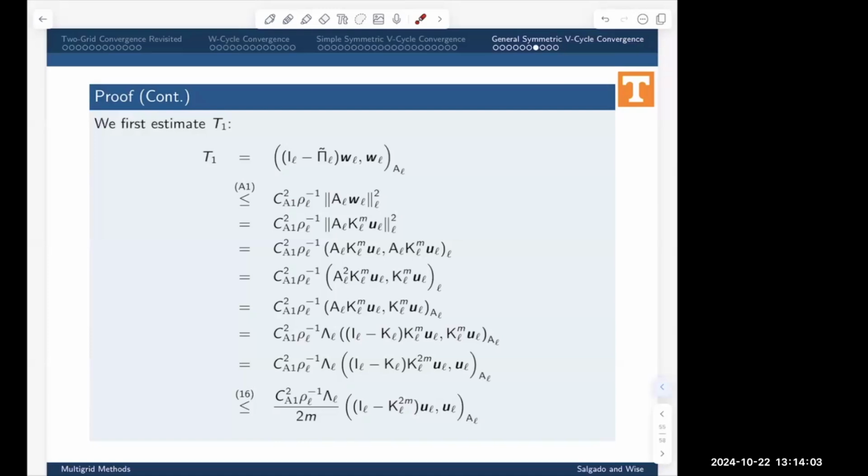All right, so now let's unpack this. We've got a string of equalities here, so this is just a bunch of unpacking that we need to do. I'm not going to bother with the constants. The constants all stay the same until this point where we replace K_L with the definition of K_L, assuming that we're using the Richardson smoother. All right, so what are we doing in this first line? In the first line, we're just replacing W_L with its definition. It's K_L mu_L.